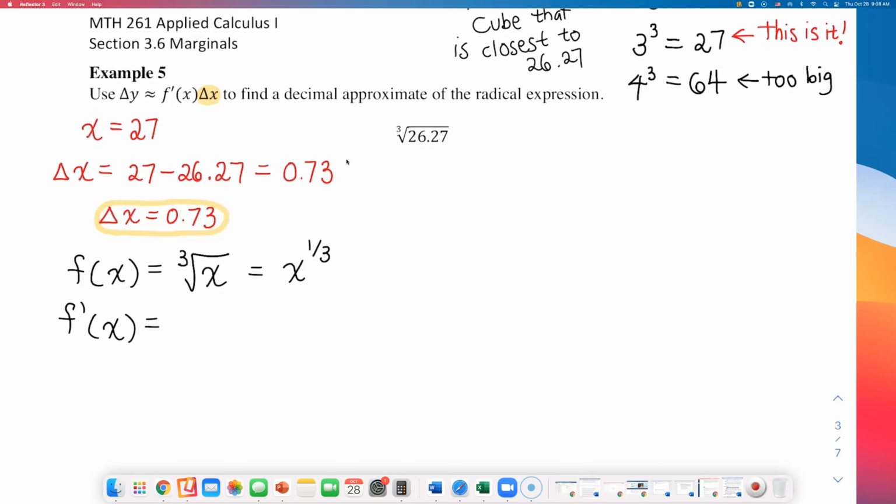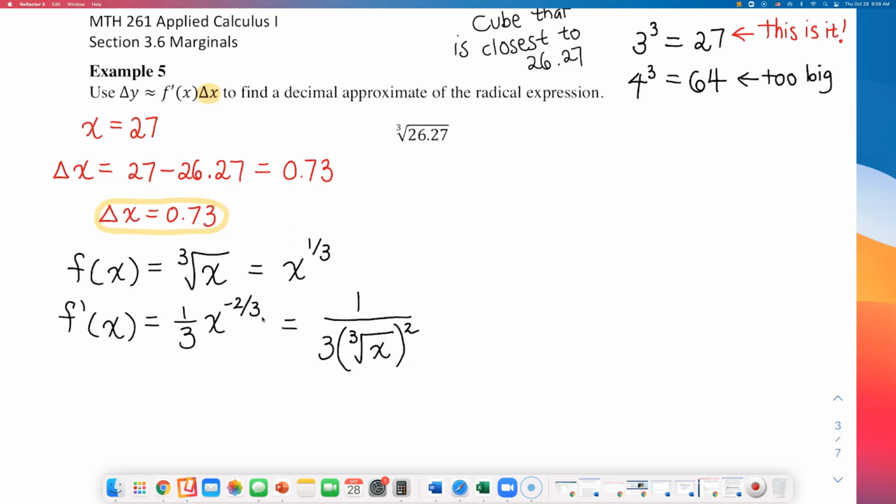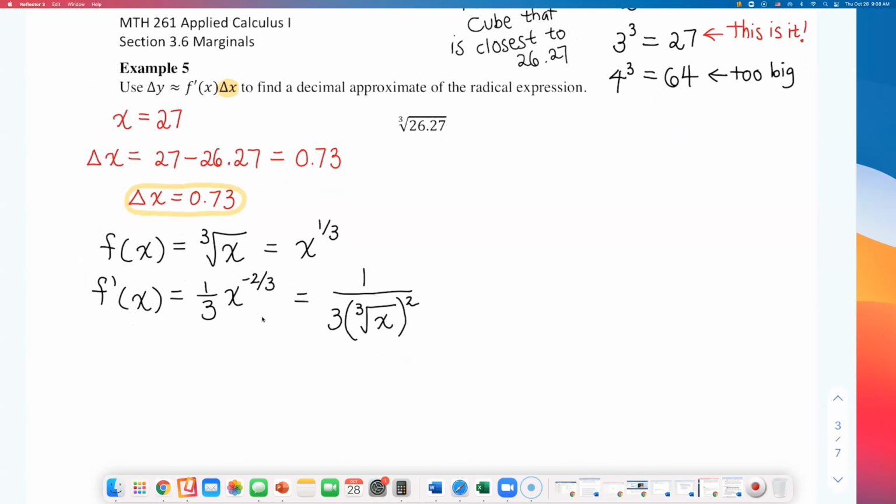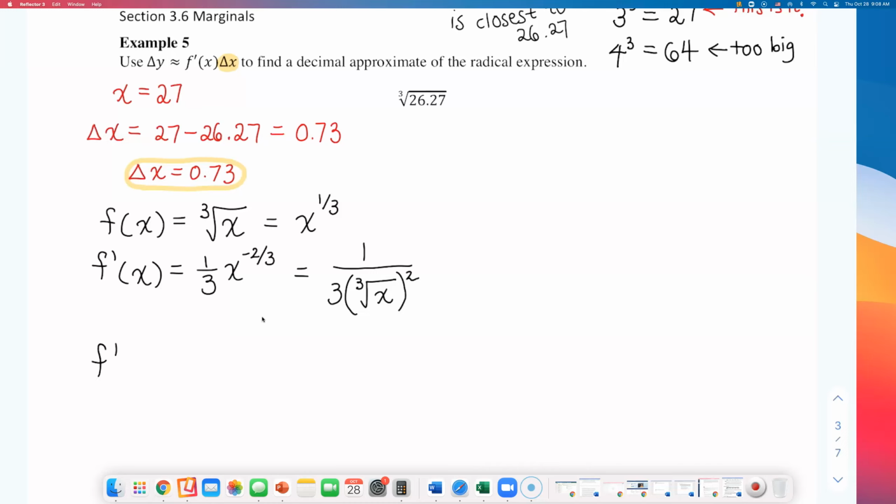f prime of x is 1/3 times x to the -2/3 power, because 1/3 minus 1 is -2/3. If I rewrite this in a slightly prettier format, that would be 1/3 times cube root of x, squared. Okay, so I'm going to plug in 27 in this function. So what is f prime of 27?